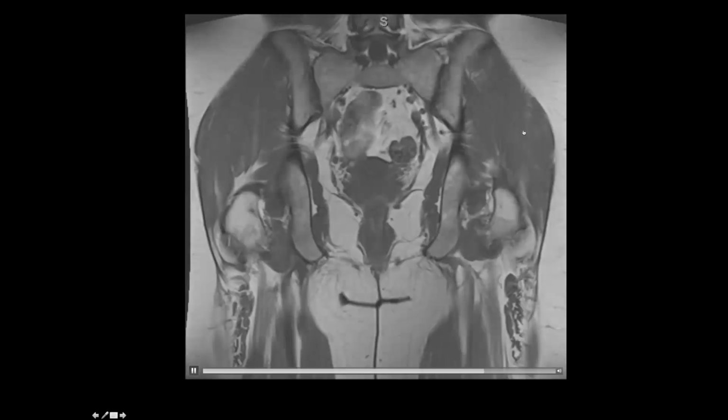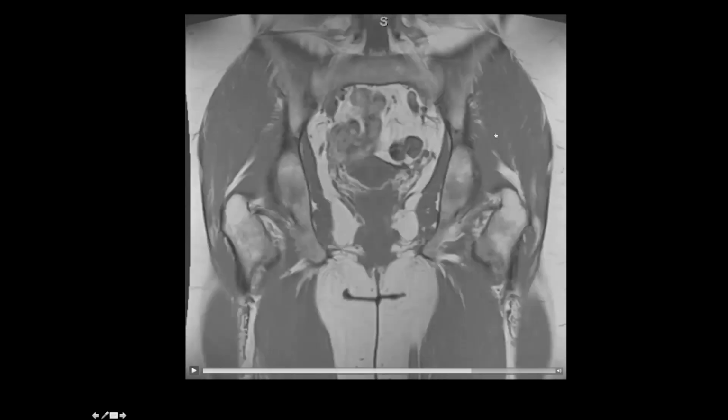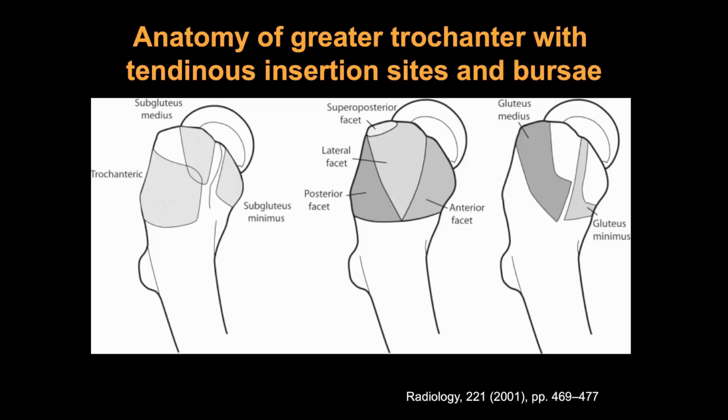This is the gluteus maximus. We also see the gluteus medius and minimus. When we look at the greater trochanter, we'll see that there are four main facets, and that is going to play a significant role in identifying the tendon insertions as well as the location of the trochanteric bursae.